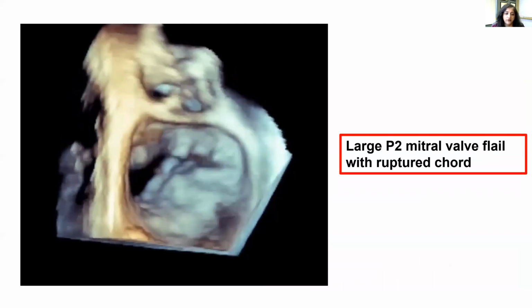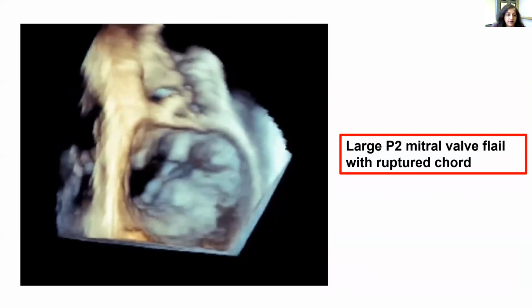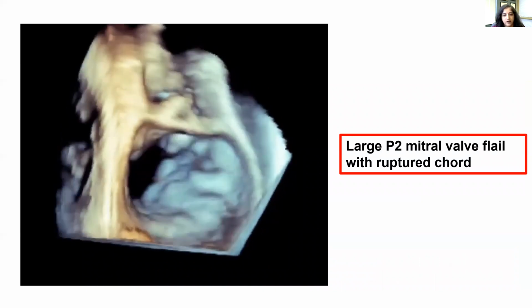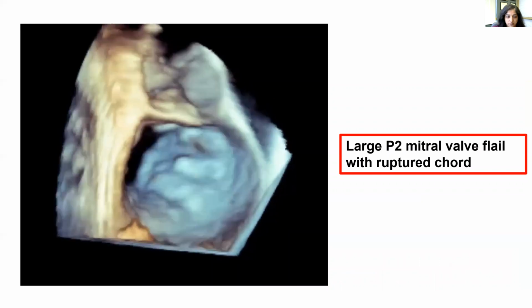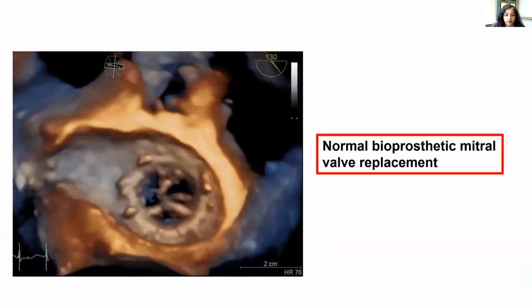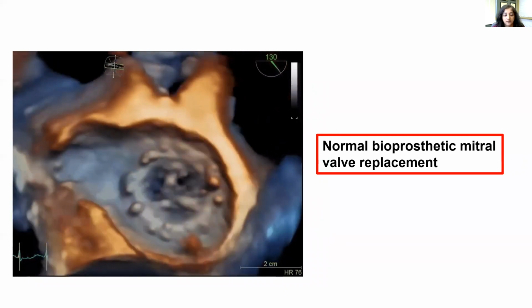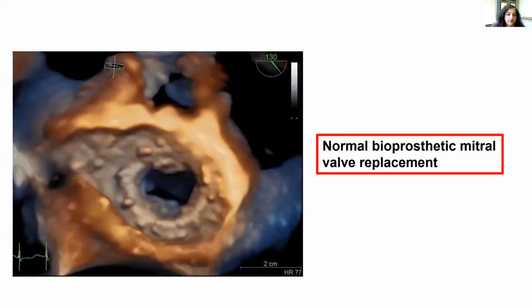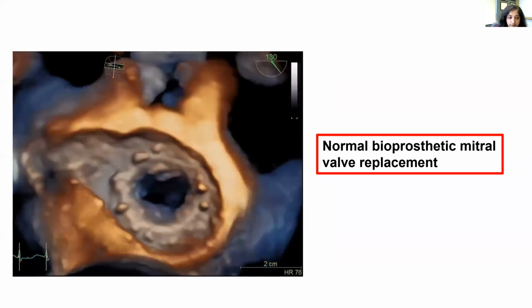And then this is another common mitral valve pathology. This is a large P2 flail. You can see the leaflet is flailing backwards, and there also is a ruptured cord. And then this is a normal bioprosthetic mitral valve in the center. The leaflets are opening normally in both systole and diastole. The prosthetic valve is sutured in to the mitral annulus.